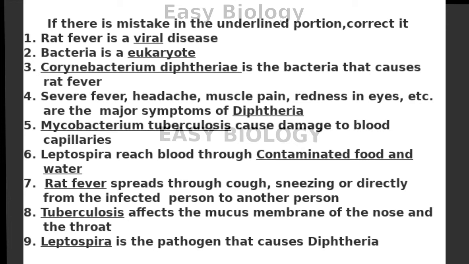Question number 8. Tuberculosis affects the mucous membrane of the nose and the throat. Here the underlined portion is tuberculosis. That is wrong. The answer is diphtheria. Question number 9. Leptospira is the pathogen that causes diphtheria. Here the underlined portion is Leptospira and it is wrong. Corynebacterium diphtheriae is the pathogen that causes diphtheria.